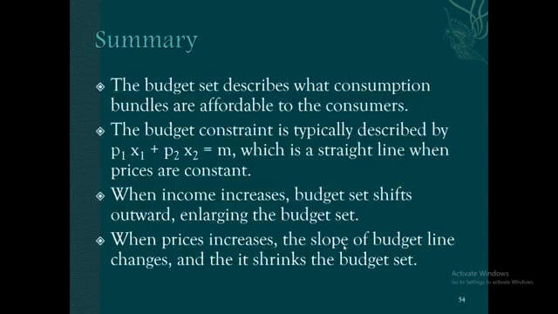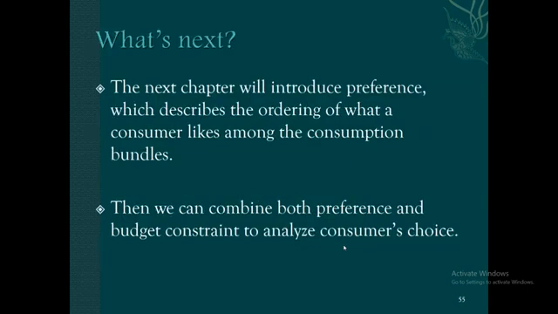What I am trying to do overall with this lecture is the following: the budget set describes what consumption bundles are affordable to the consumer, and the budget constraint is typically described by P1 X1 plus P2 X2 equal to M. So your total income is exhausted by the commodities and their prices, which gives a straight line. When prices are constant and income increases, the budget set shifts outward and enlarges. When price increases, the slope of the budget line changes and it shrinks the budget set. These are the things that came up in this lecture.